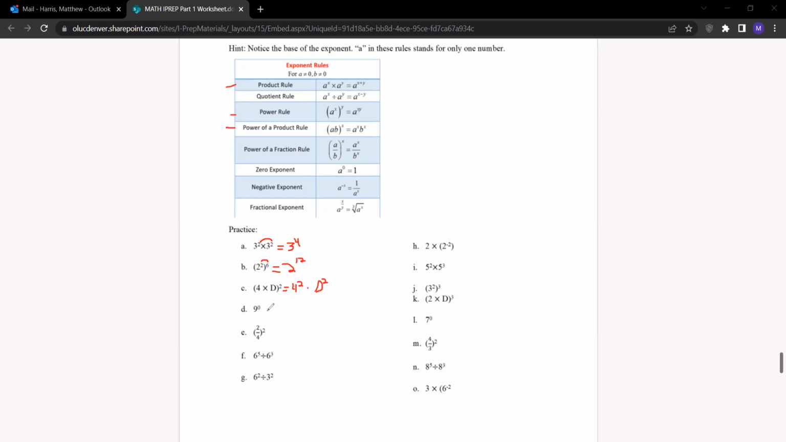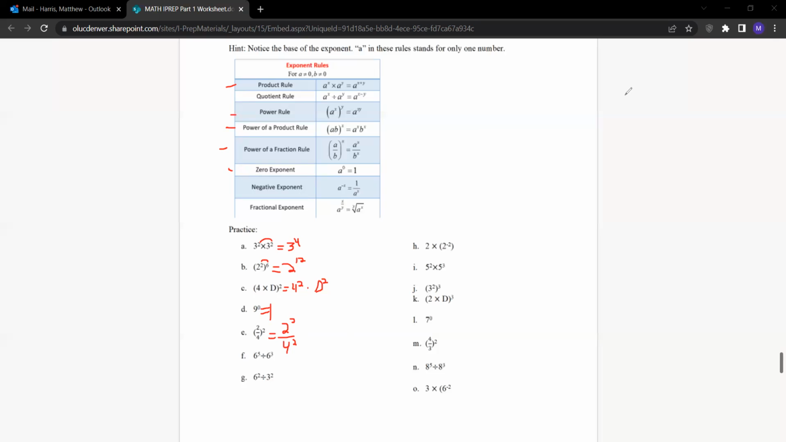All right, next up, we have 9 to the 0. Does this look like any of our rules? 0 exponent, anything to the 0 equals 1. So this equals 1. All right, next up, we have 2 over 4 to the 2. Does this look like any of our rules? I would say it looks like power of a fraction. So we have 2 squared over 4 squared.